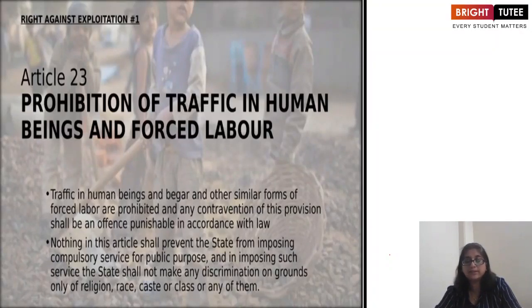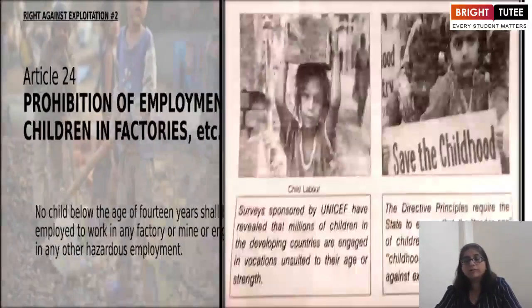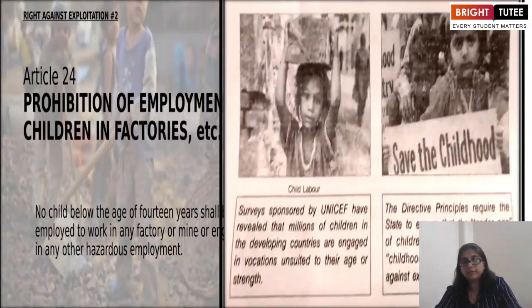Nothing shall prevent the state from imposing compulsory service for public purposes, and in imposing such service, the state shall not make any discrimination on grounds only of religion, race, caste, or class. And the prohibition of employment of children in factories. The owners of factories, mines, etc., like to employ minor children because they are cheap, or engaged in any other hazardous employment. And in the interest of health and strength of young persons, by prohibiting exploitation, the Constitution has opened the way for the progress of the posterity.